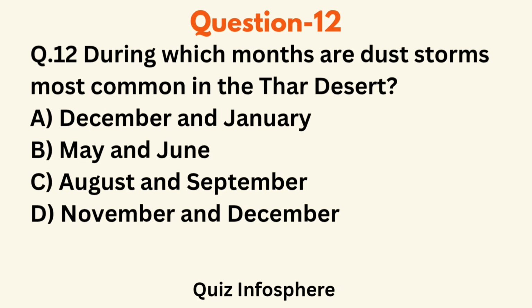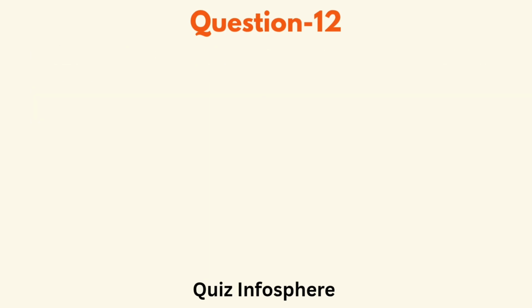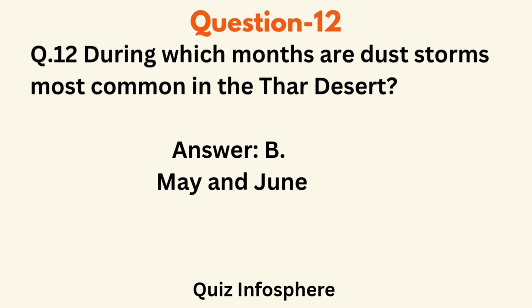Question 12. During which months are dust storms most common in the Thar Desert? December and January, May and June, August and September, November and December. The correct answer is option B, May and June.